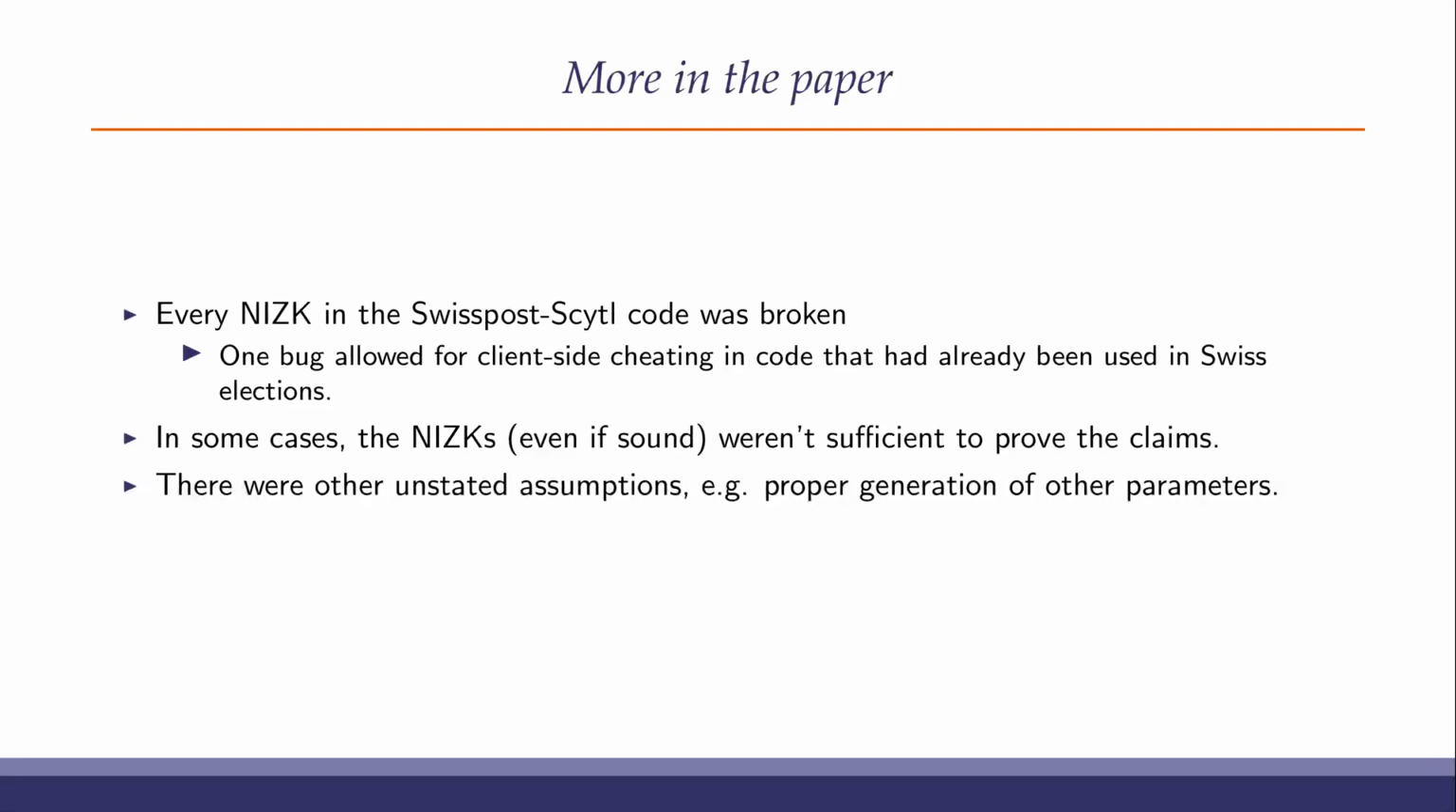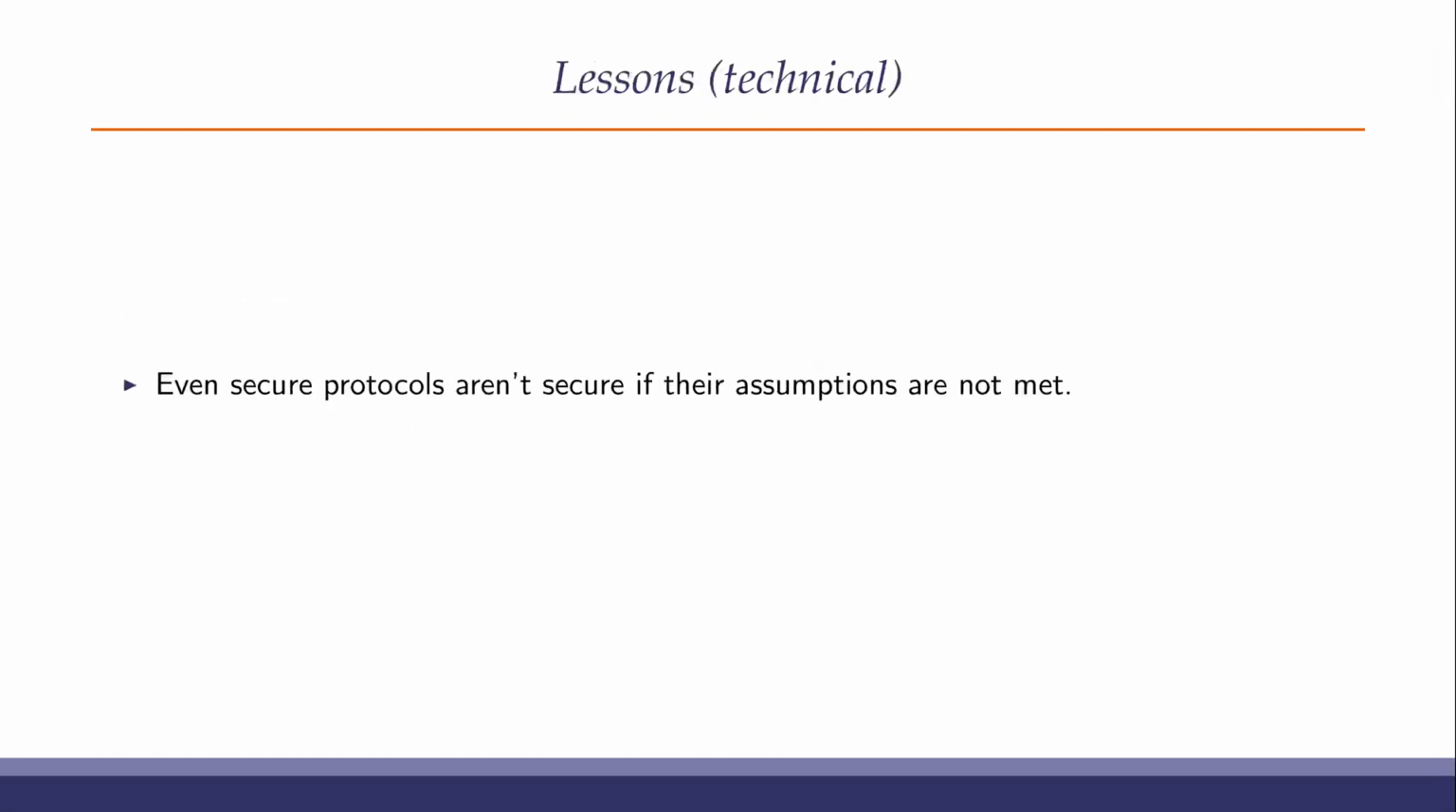In some other cases, the zero-knowledge proofs, even if they had been patched to be sound, were not sufficient to prove the claims that were necessary to prove the accuracy of the election result. There were a bunch of other unstated assumptions, like proper generation of the parameters and other things that turned out to be important when you thought about them carefully. So as a technical story, this is really just one more example of a lesson that presumably we already know, which is that even secure protocols aren't secure if their assumptions are not met. There's nothing wrong with the Bayer-Groth mixnet, but it depends critically and entirely on the hardness of computing the discrete log of those relevant parameters, and if that assumption isn't met, then it can easily be broken.